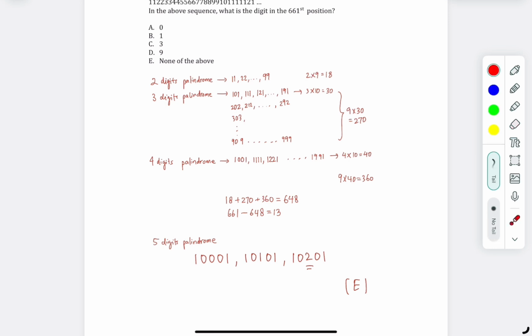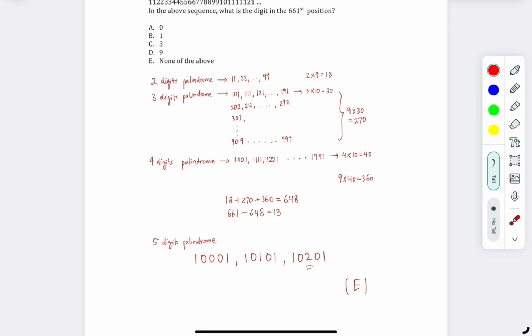So we're going to do the same thing for 4-digit. 4-digit and 3-digit palindromes, if you realize, will have the same number of numbers. If there are 30 palindromes for this one, there will also be 30 palindromes for this one. But in this case, we will have 40 digits for the first one. So 9 times 40 will be 360. Then we check if this is out of the range, but actually it's not. It only covers 648 digits. So 661 minus 648, I'll have another 13 digits to play with, so that will be our 5-digit palindromes.